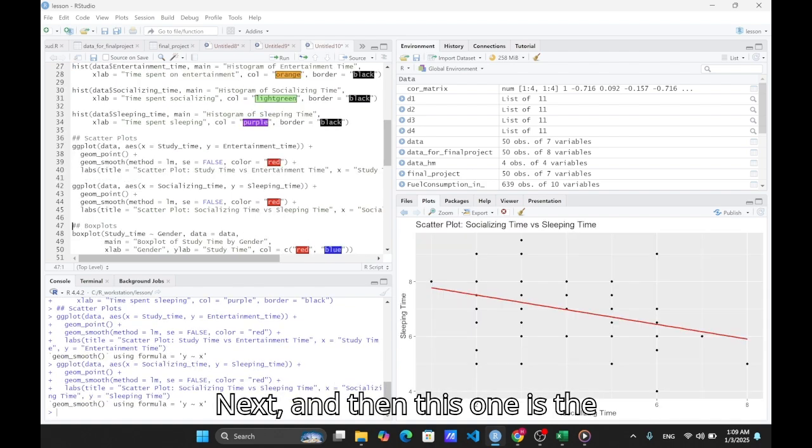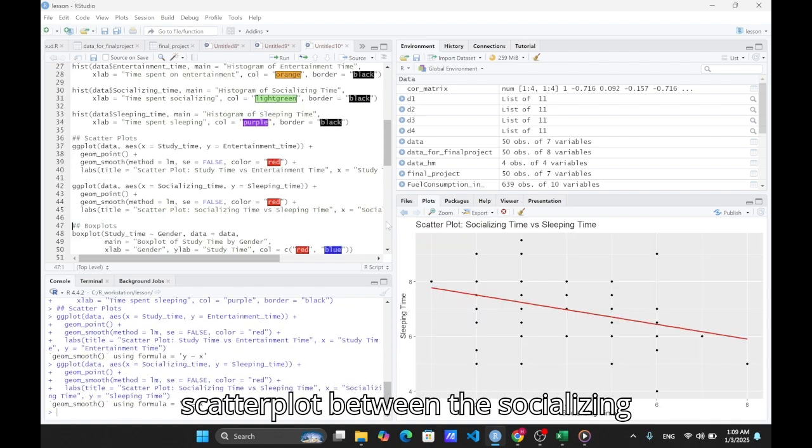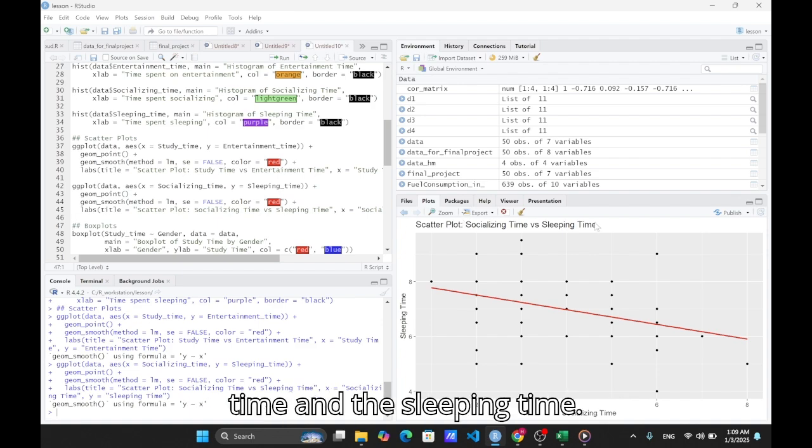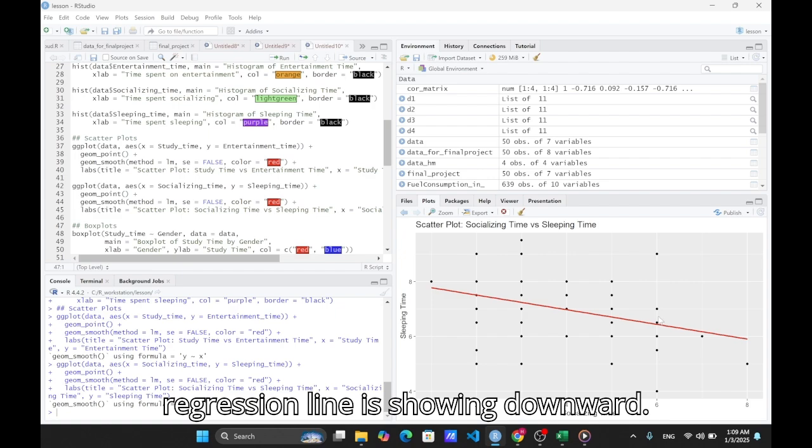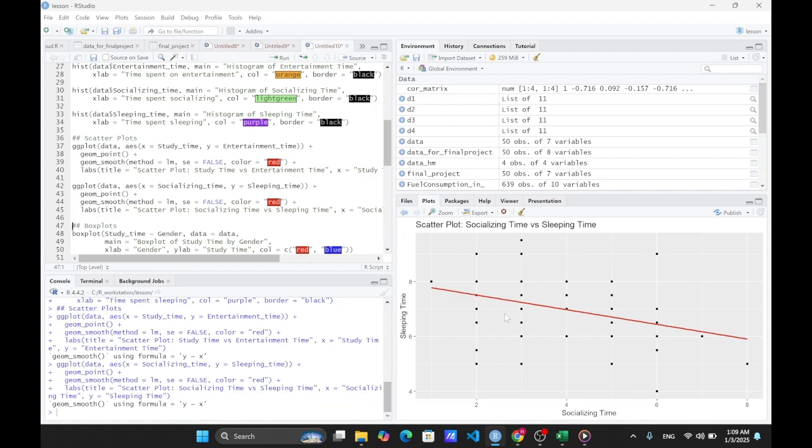Next, this one is the scatter plot between the socializing time and the sleeping time. This one also shows a negative correlation because the regression line is going downward.